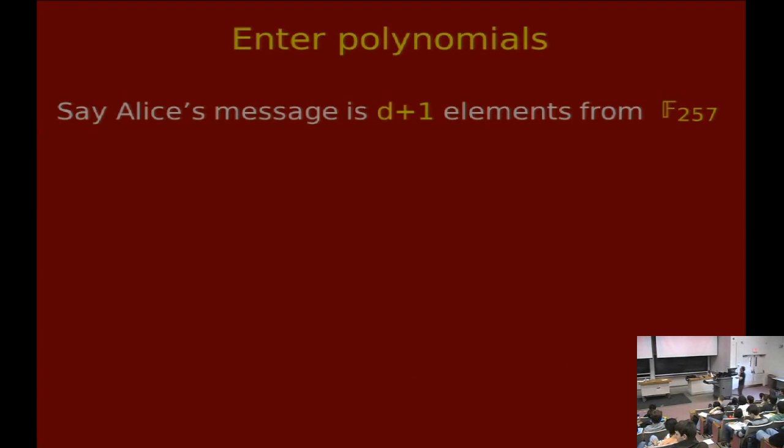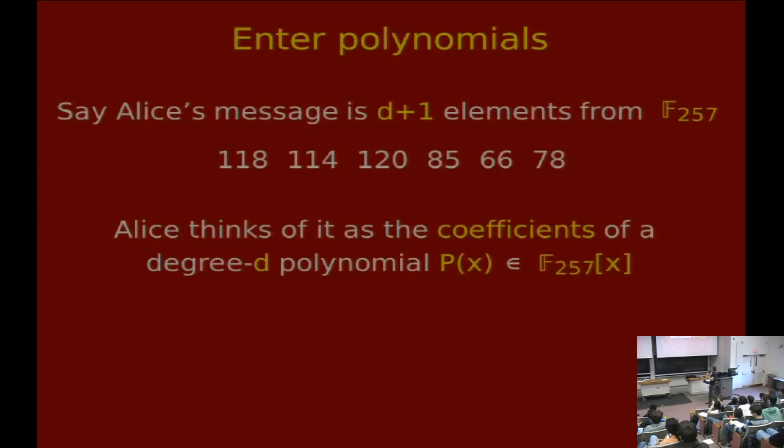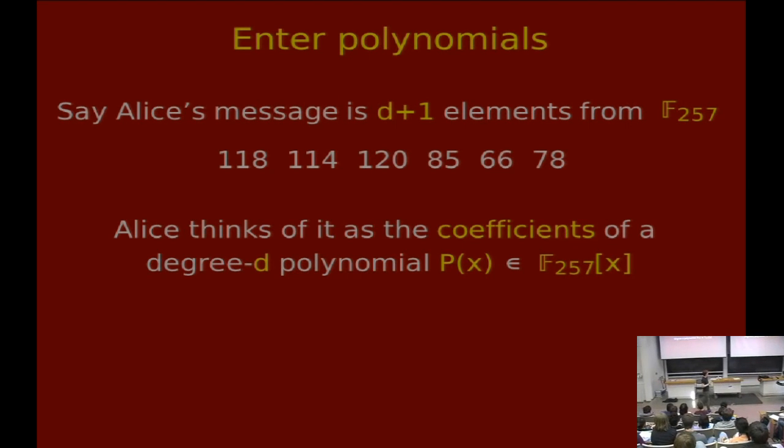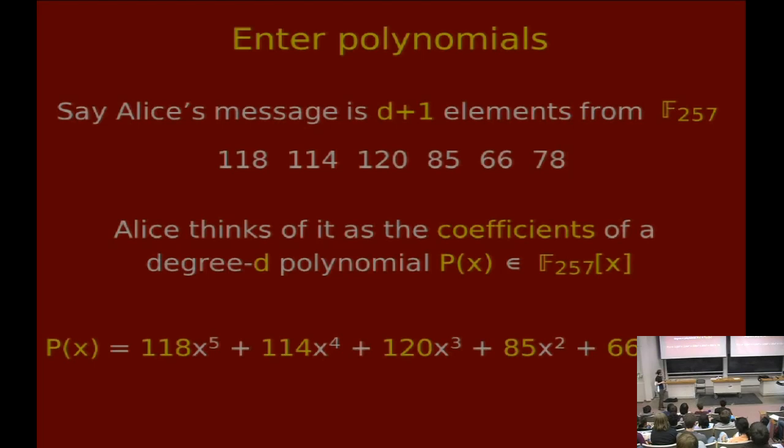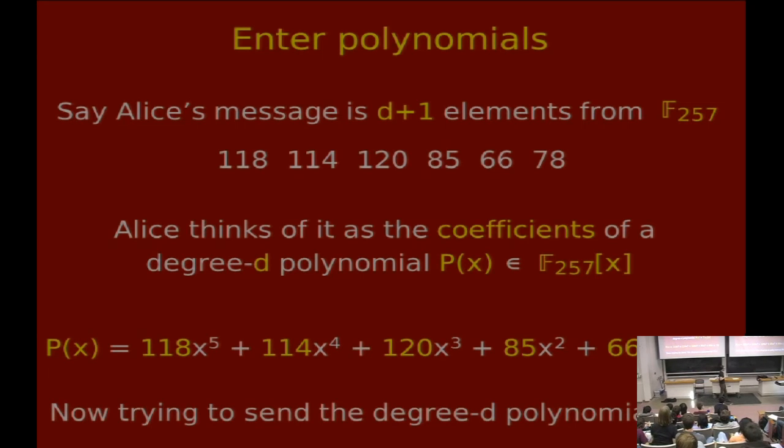Okay. Polynomials. So here's an ingenious idea. Say Alice has a message of d+1 elements from some field. What Alice does is she thinks of these symbols as coefficients of a degree d polynomial called p. There's d+1 of them. So she converts her message in her mind to this polynomial. But instead of just sending this polynomial, which is what she wants to convey to Bob, she sends it not in the coefficients representation, but in the values representation.